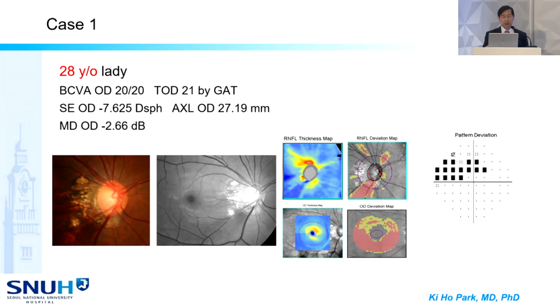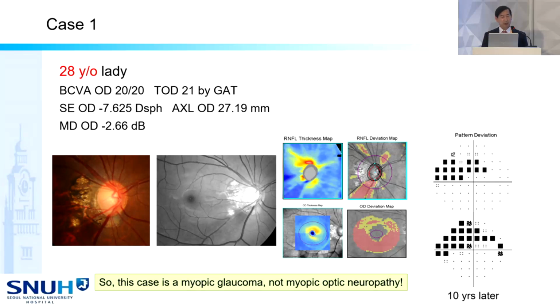Visual field is like this. So it is a quite young lady, so some may think it does not change, that it is due to the elongation of myopic change during the adolescent period. However, if we follow this patient for 10 years, it progressed. So this is a myopic glaucoma case. It's not myopic optic neuropathy.